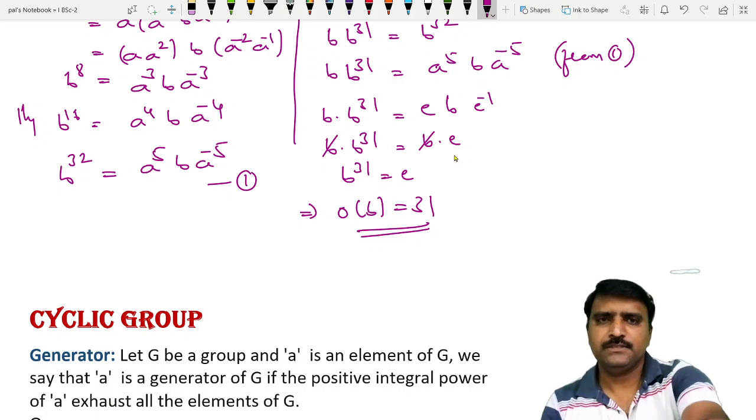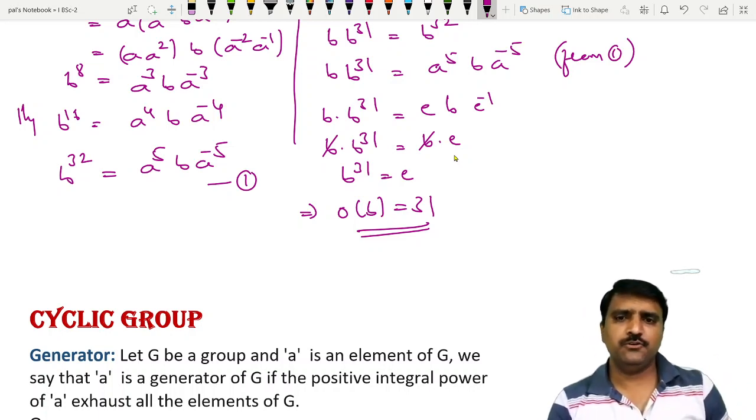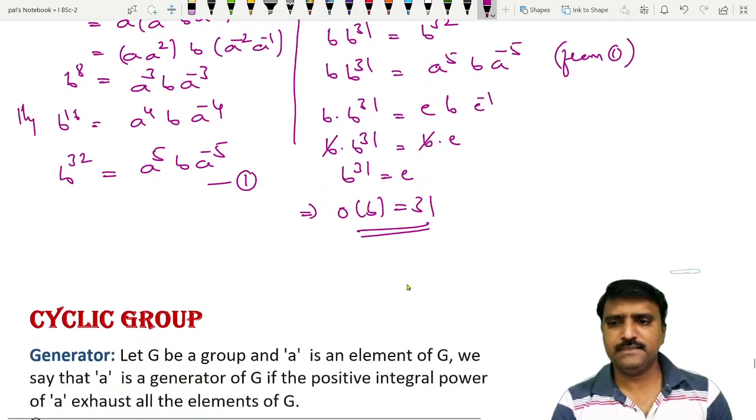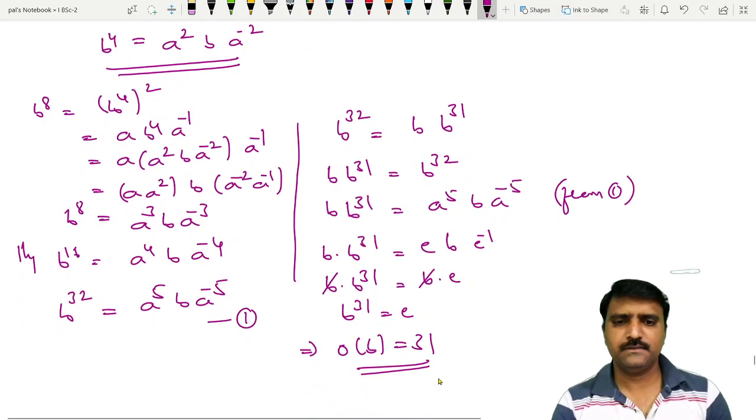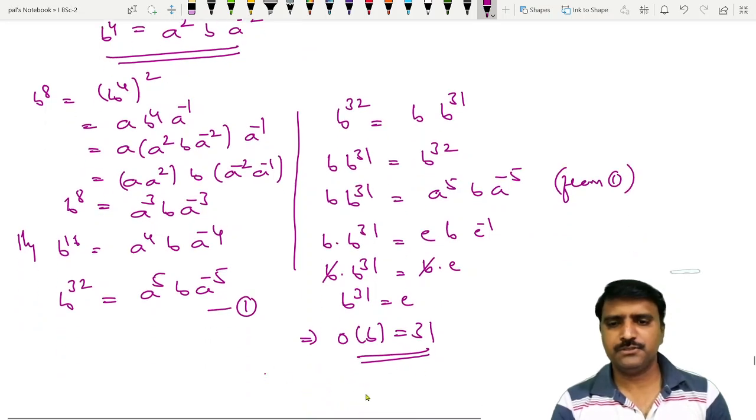Okay. So like this, we can solve some problems based on groups. In the next coming classes, I will discuss some more concepts regarding this. Okay, I want to stop this class now.